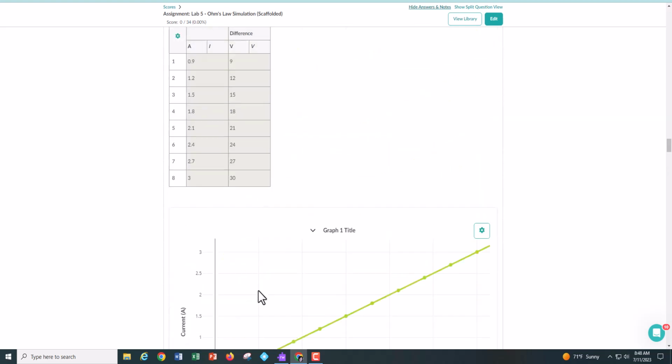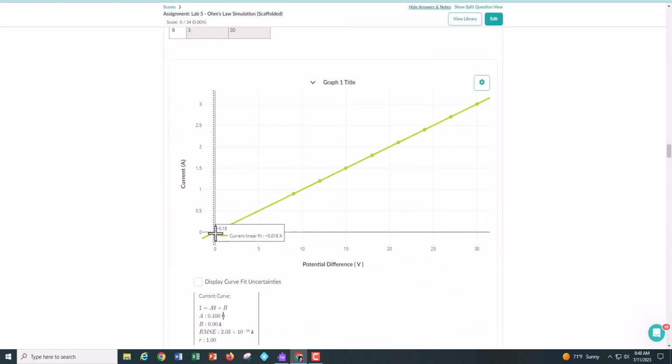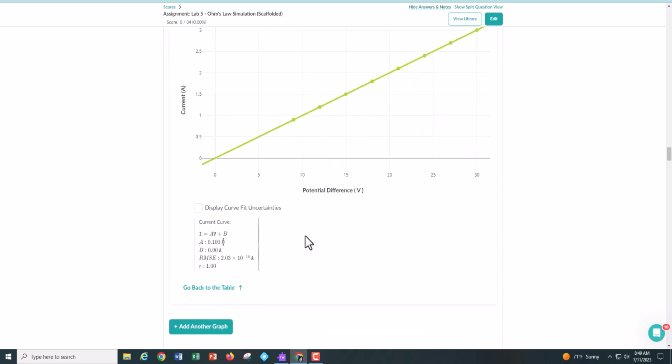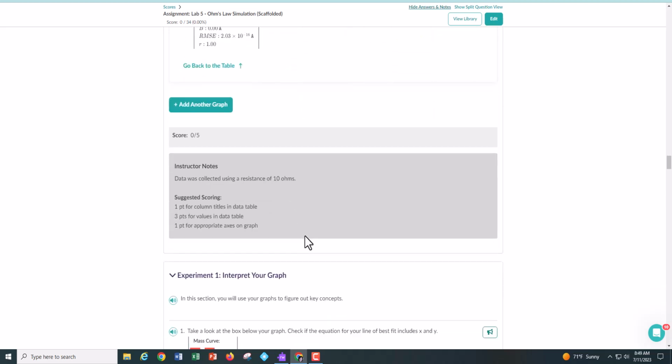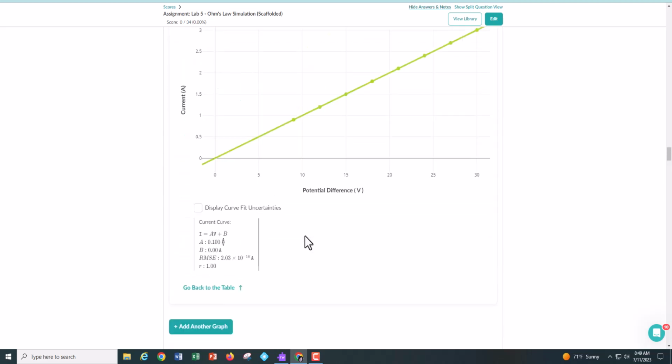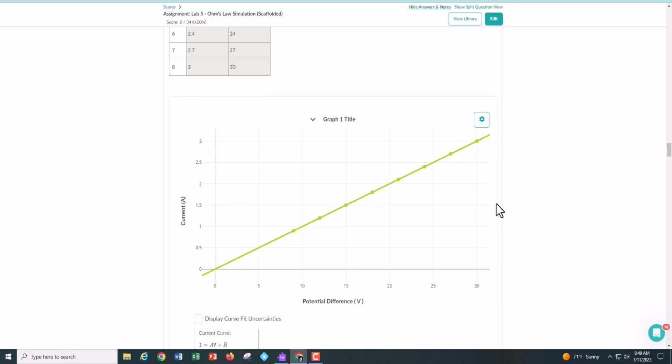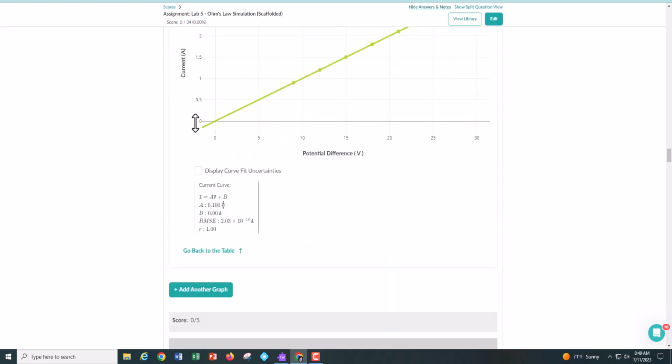The y-intercept here represents the current when there's no voltage, which should be 0. The slope represents 1 over R. If it is ohmic, it will be a line. If it is not ohmic, it will be some kind of inverse or curvy relationship.